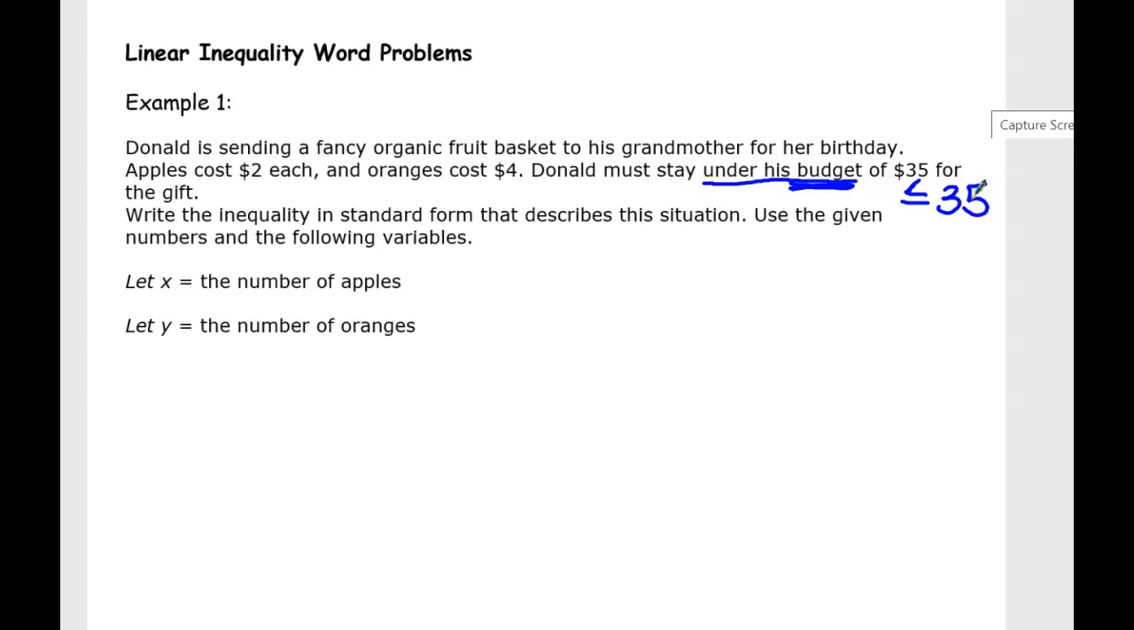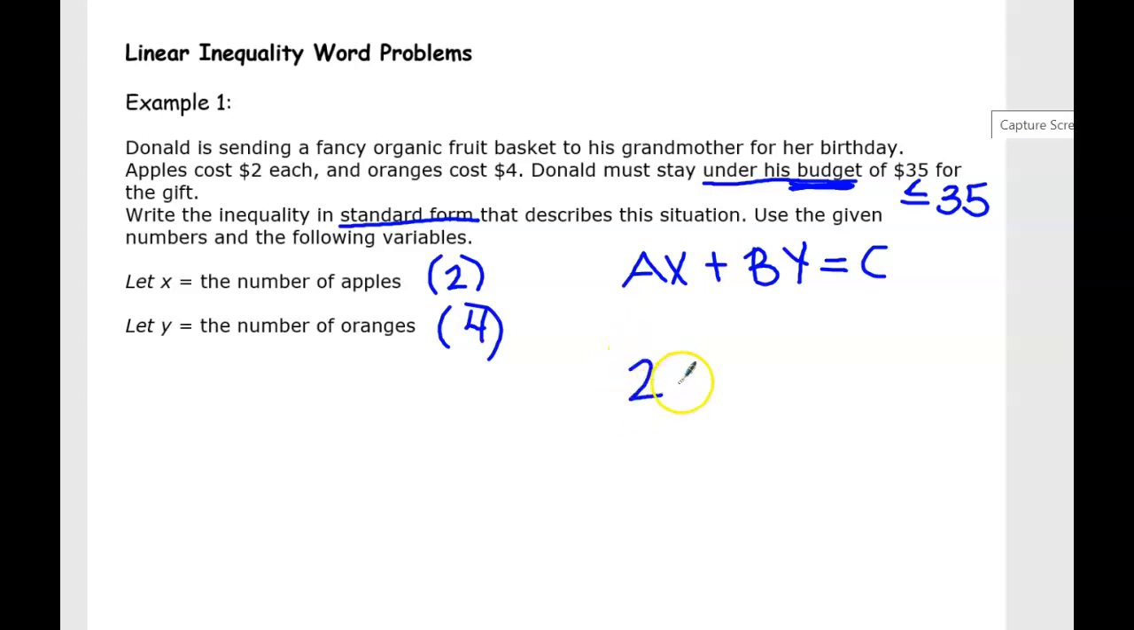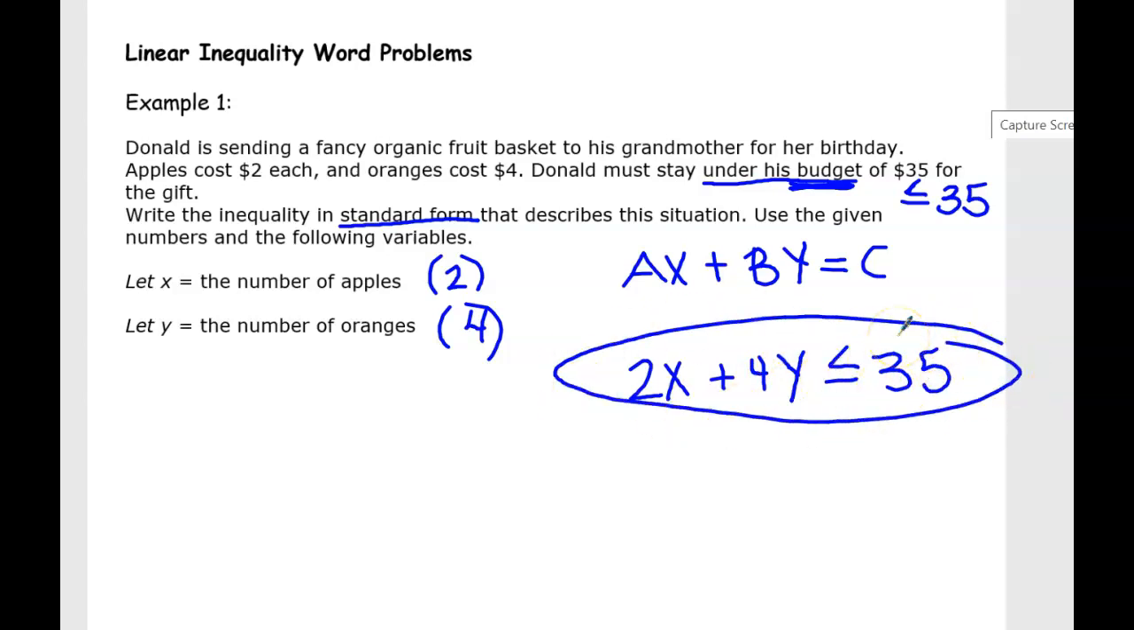We want to write the inequality in standard form that describes the situation. So remember, standard form is ax plus by is equal to c. But in this case, it's going to be an inequality. So our apples are going to be $2 each, and our oranges are going to be $4 each. So if we put them together, we've got $2 for each apple plus $4 for each orange, and it's going to be less than or equal to the $35. So that inequality would represent this situation.